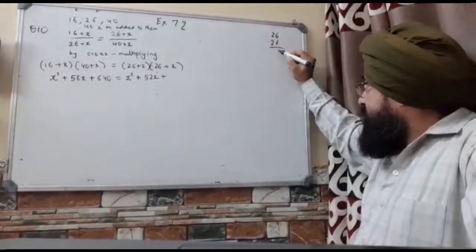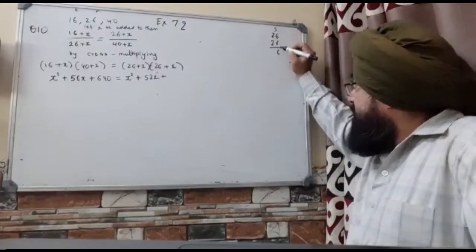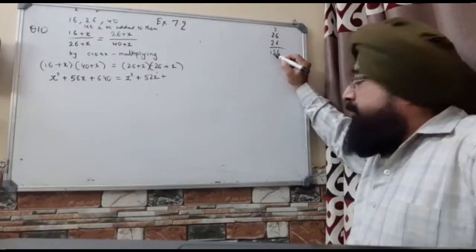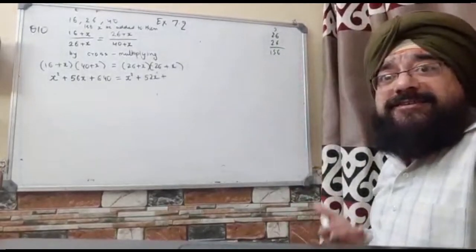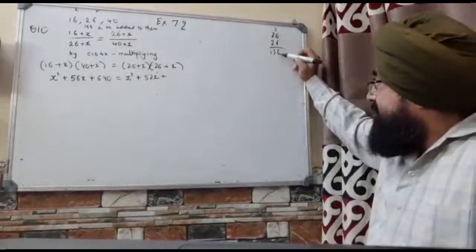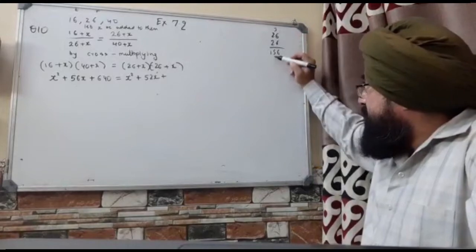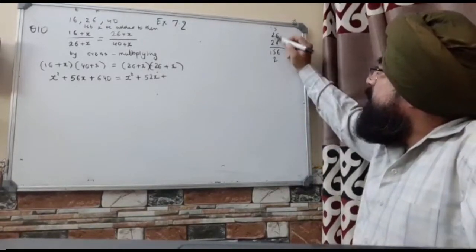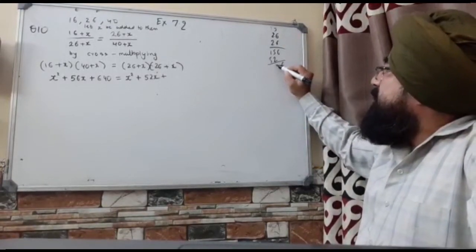Calculated? No. 6 sixes are 36, carry 3. 6 twos are 12, 13, 14, 15. How can you be better than the master? The master is there doing before you. 6 sixes are 36, 3, 6 twos are 12, 13, 14, 15, 2 sixes are 12, carry 1, 2 to the 4 and 5. See, still you are not able to do.